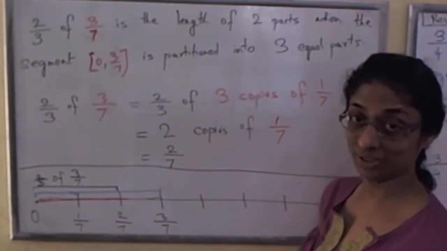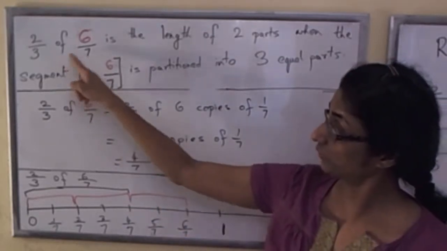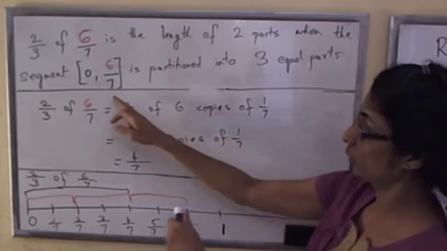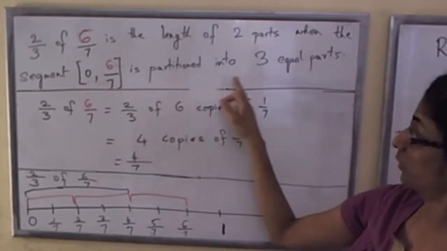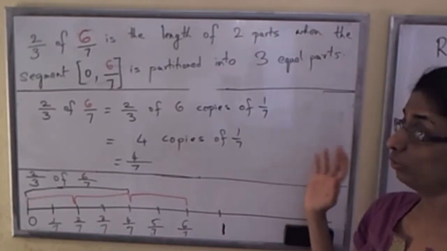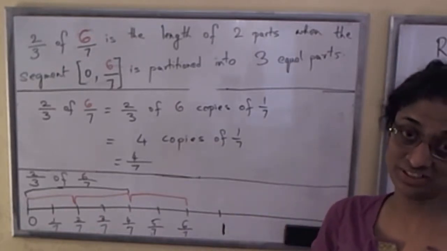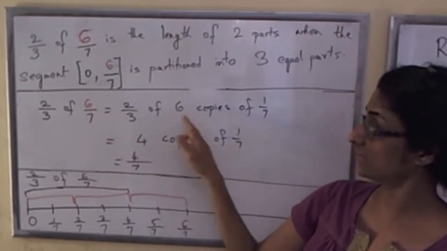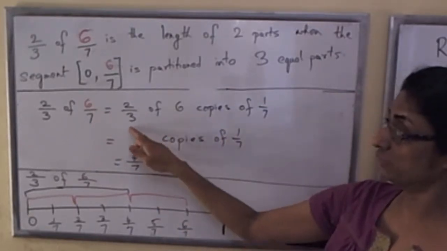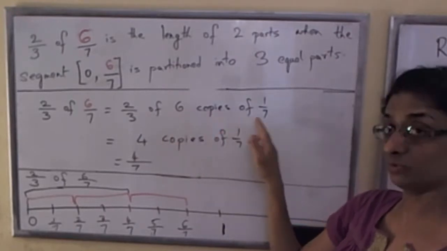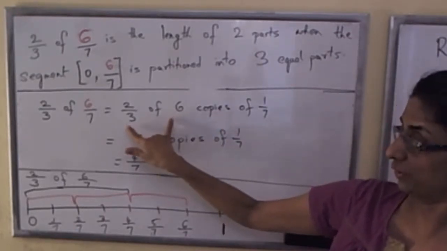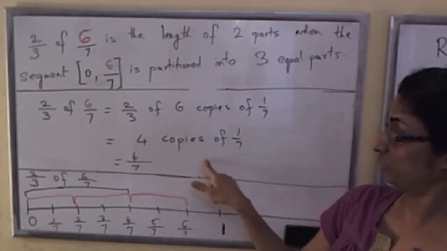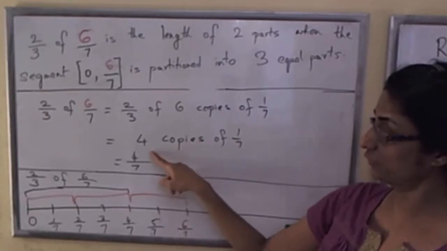Let's look at another example now. 2/3 of 6/7, by now you should know this definition, is the length of two parts when the segment from 0 to 6/7 is partitioned into three equal parts. We proceed just as we did in the previous example. 2/3 of 6/7, we view 6/7 as 6 copies of 1/7. So now we have 2/3 of 6 copies of 1/7. And by our previous work, 2/3 of 6 is simply 4. And so we have 4 copies of 1/7. Another name for that is 4/7.